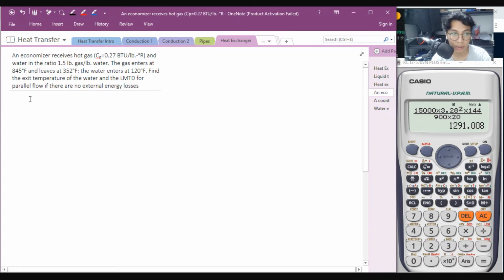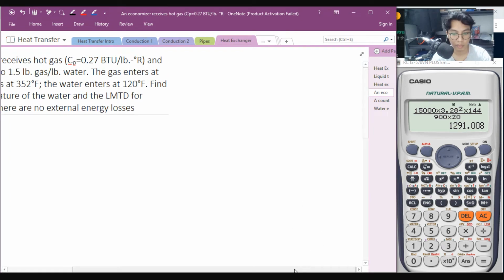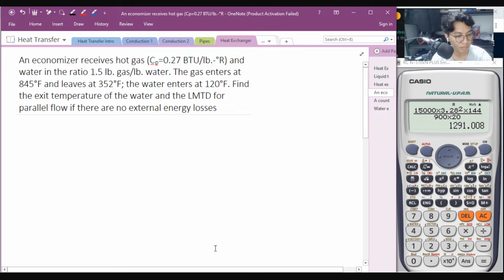How about problem number 3? So, problem number 3. An economizer receives hot gas. The CP of the hot gas is given here: 0.27 BTU per pound degree Rankine, and water in the ratio of 1.5 pound gas per 1.5 pound water. Basic. The gas enters at 845 degrees Fahrenheit and leaves at 352 degrees Fahrenheit. The water enters at 120 degrees Fahrenheit. Find the exit temperature of the water and the LMTD for the parallel flow, if there are no external energy losses.